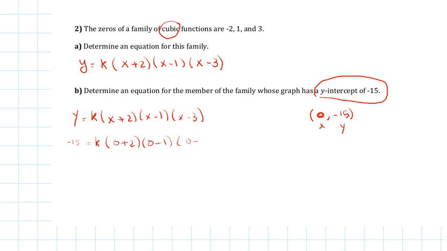So that's going to be 2, negative 1, negative 3, and that's going to be 6. So negative 15 equals 6k. Divide by 6, so the k value is negative 15 over 6. And then you can write your equation as y equals negative 15 over 6, times (x plus 2)(x minus 1)(x minus 3).